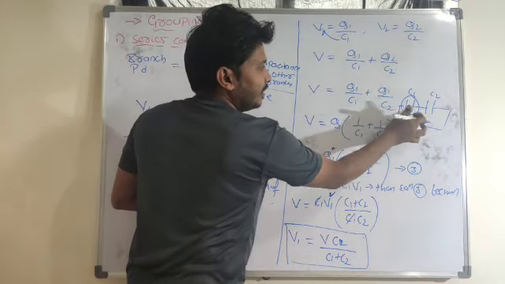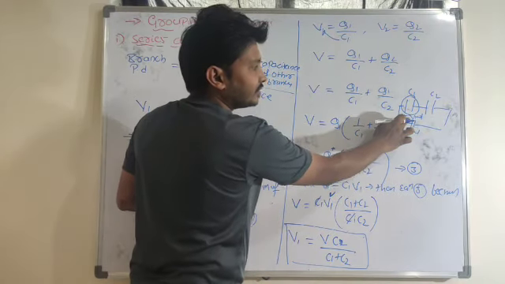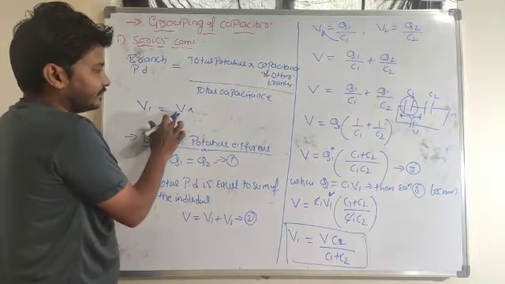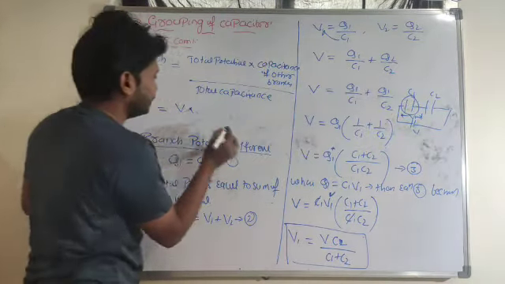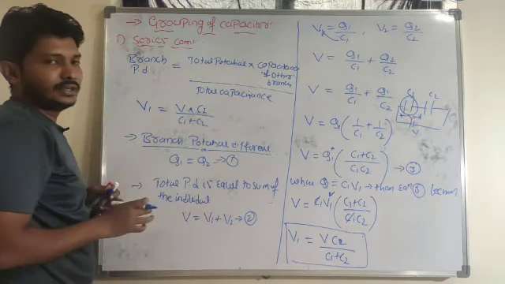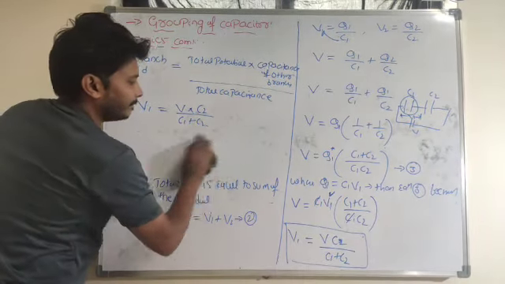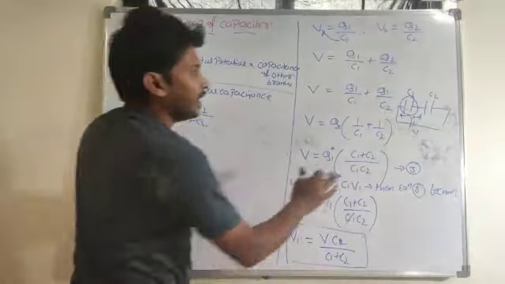So this is the first capacitor, and I want to determine the potential difference across the first capacitor. For that purpose, total potential into capacitance of the other branch, and the other branch means C2, divided by total capacitance C1 plus C2. Or I need to find out the potential difference across the second capacitor.